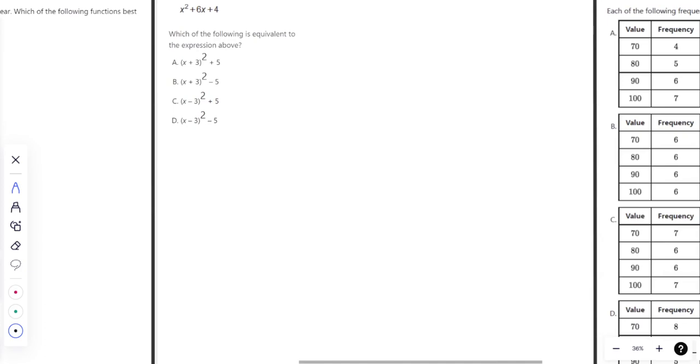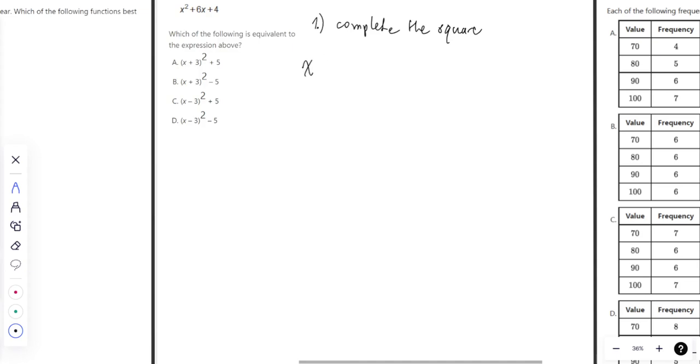This next one's honestly not too bad. It's asking which of the following is equivalent to the expression above. And we're given a quadratic in standard form versus a quadratic in vertex form. Well, there's multiple ways you can do this. I guess one thing you could do is probably complete the square. So option one would be to complete the square, which would let you keep this in vertex form.